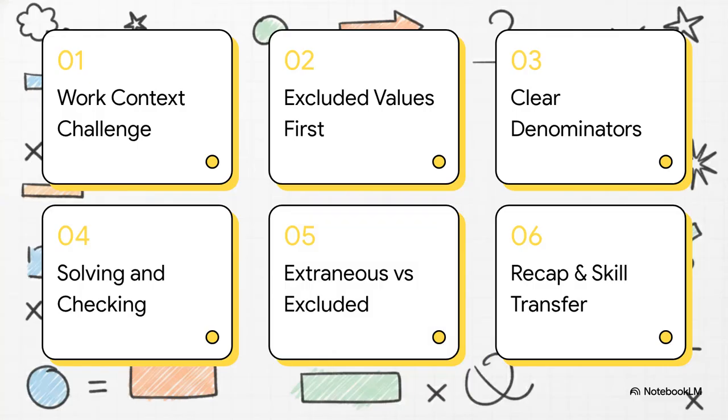Okay, so here is our game plan for today. First, the work context challenge. Second, stating excluded values first. Third, clearing denominators with LCD. Fourth, solving and checking candidates. Fifth, extraneous versus excluded values. And finally, number 6, recap and skill transfer.